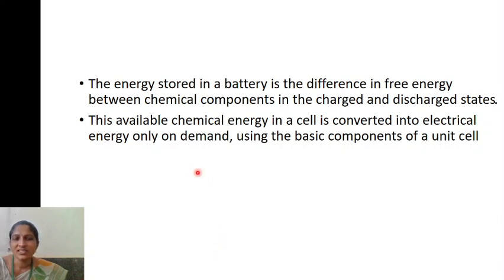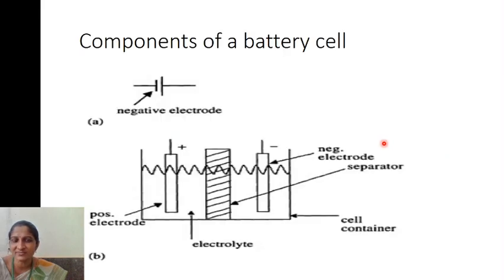The energy stored in a battery is the difference in the free energy between the chemical compounds in the charged and discharged state. This available chemical energy in a cell is converted into electrical energy only on demand, using the basic components of a unit cell. A battery cell will look like this. Whenever you are drawing circuits, it will have a small negative electrode and a positive electrode. The negative electrode indicates the negative charge and the positive electrode indicates the positive charge. This is how you represent a battery cell.